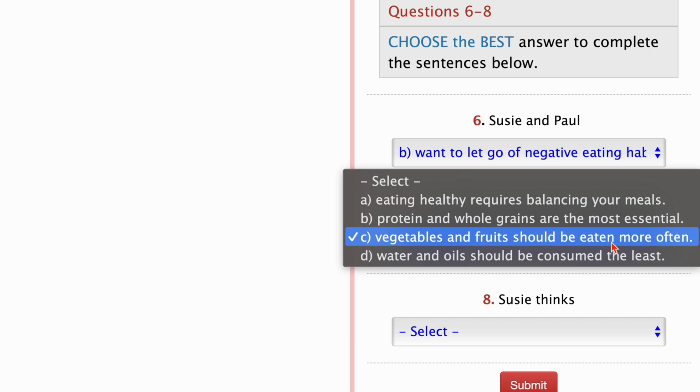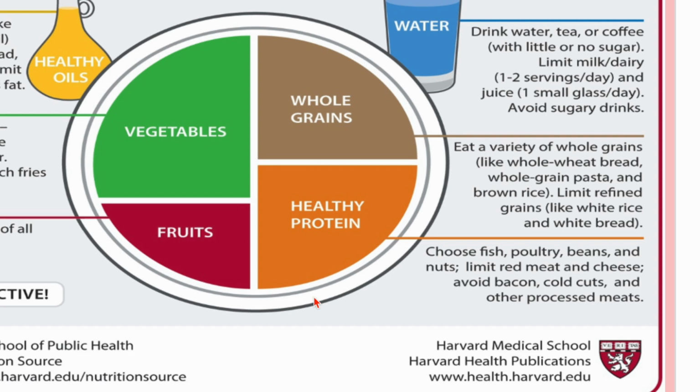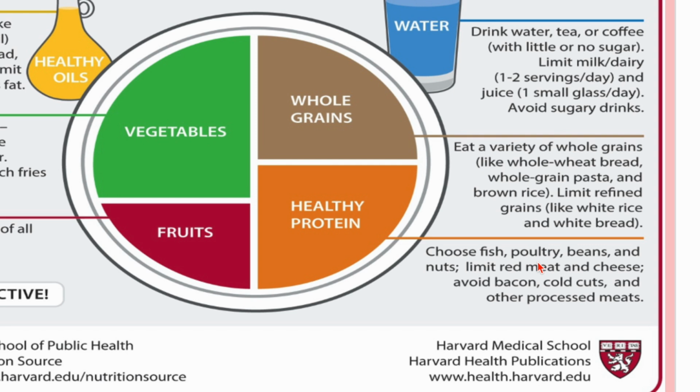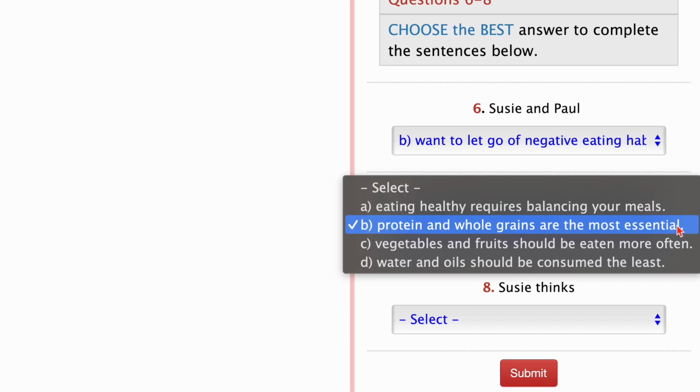And also not B. Protein and whole grains are the most essential, for the same reason as C and D. It doesn't say that these ones are the most essential. It says eat a variety and it says choose this. It doesn't say that they are the most essential. And also, this is the same size as this, so I don't think that this one is larger than this one. But I do see the answer for A.